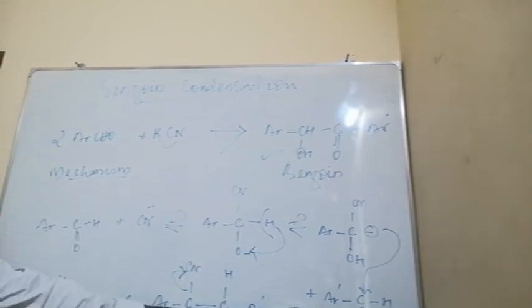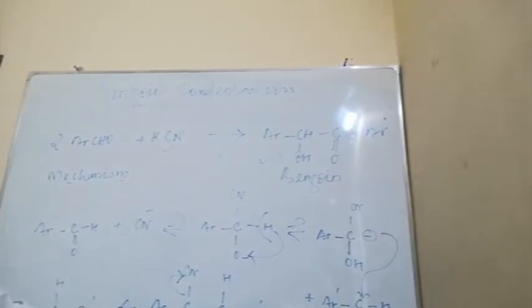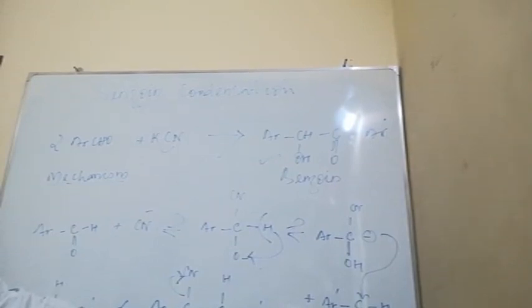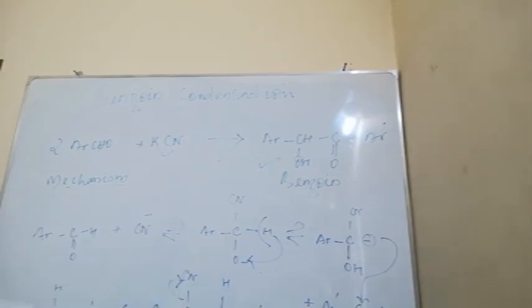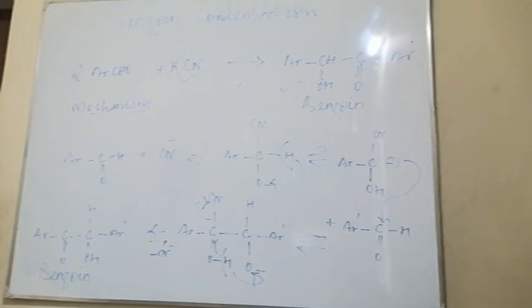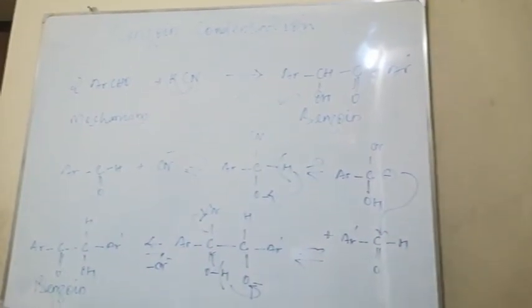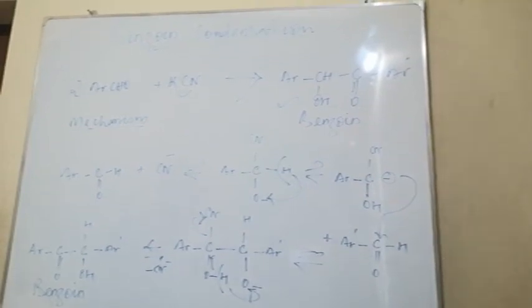After this, the removal of CN minus takes place because of the interconversion of this proton into O minus. The bond is now moving between C single bond O. Simultaneous removal of CN as CN minus takes place, leading finally to the formation of your benzoin, as written on this particular board. This is the thing that I want to explain in this particular class.